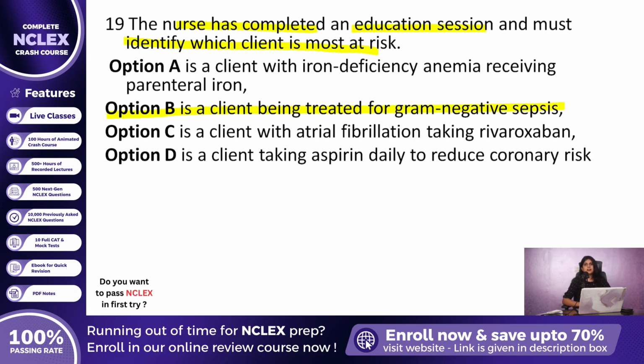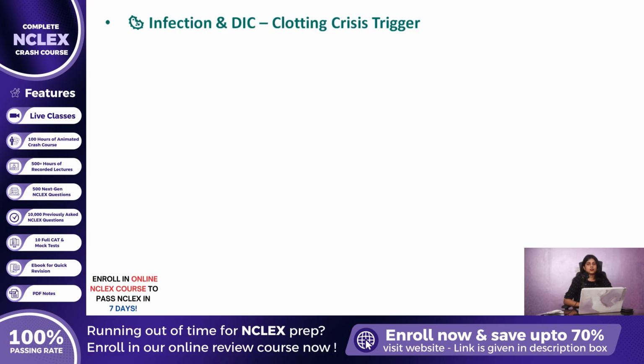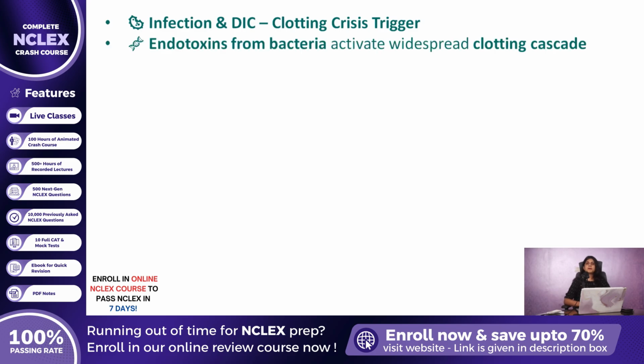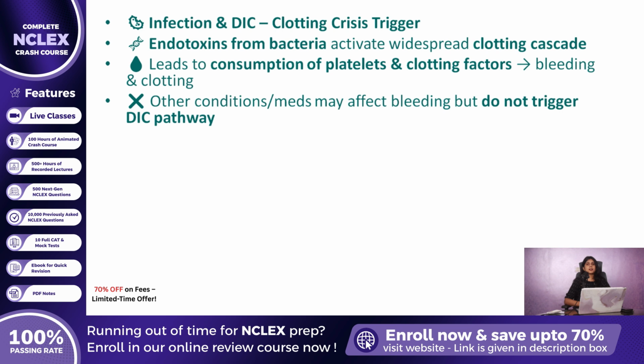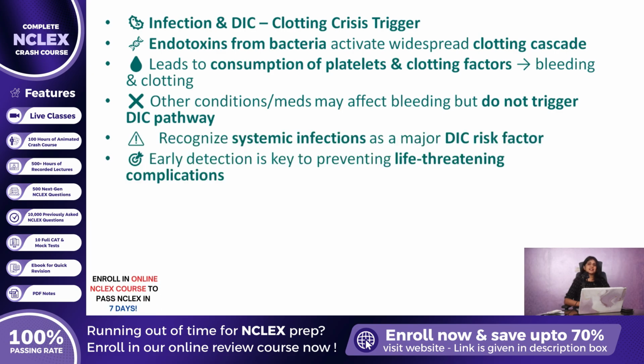Here is the rationale. Gram-negative sepsis is one of the leading causes of DIC. The bacteria release endotoxins that trigger a cascade of clotting and bleeding, using up platelets and coagulation factors. The other options involve conditions or medications that may affect bleeding but do not initiate the clotting pathway dysfunction seen in DIC. This question emphasizes the importance of recognizing systemic infections as serious precursors to life-threatening complications like DIC.